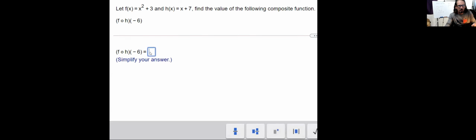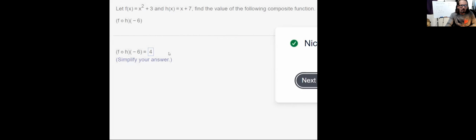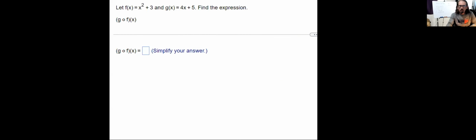Okay, now notice there it had the notation with F, open circle for composition, H, so F follows H. I naturally just written it this way, F of H of -6. And again, let's see if they agree with the answer of 4 on this. And they do.